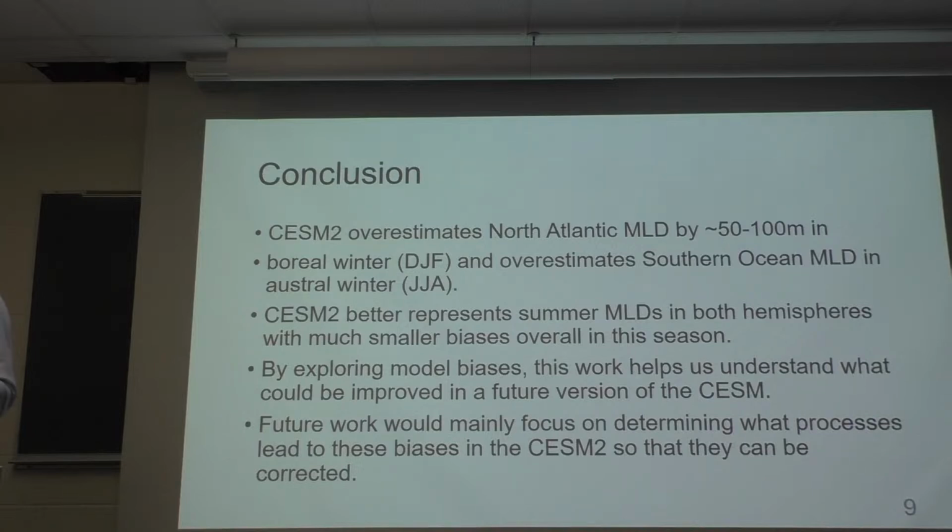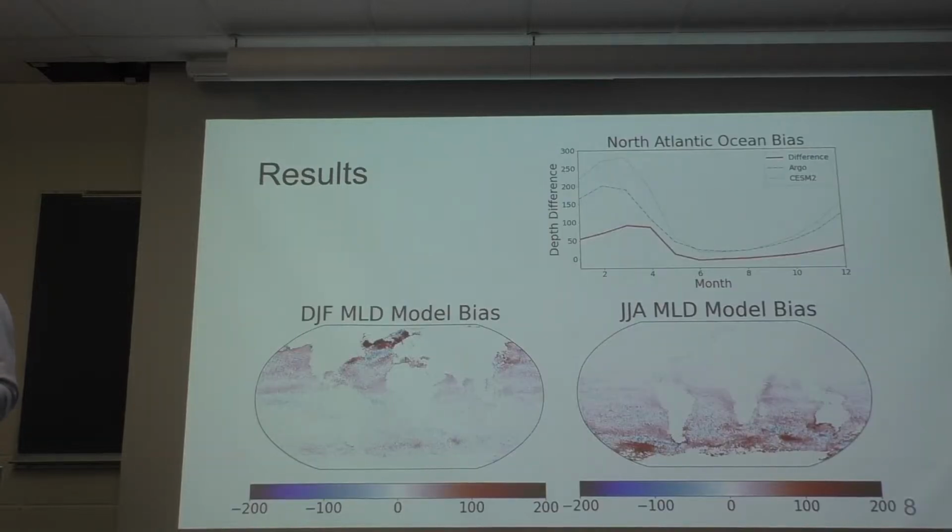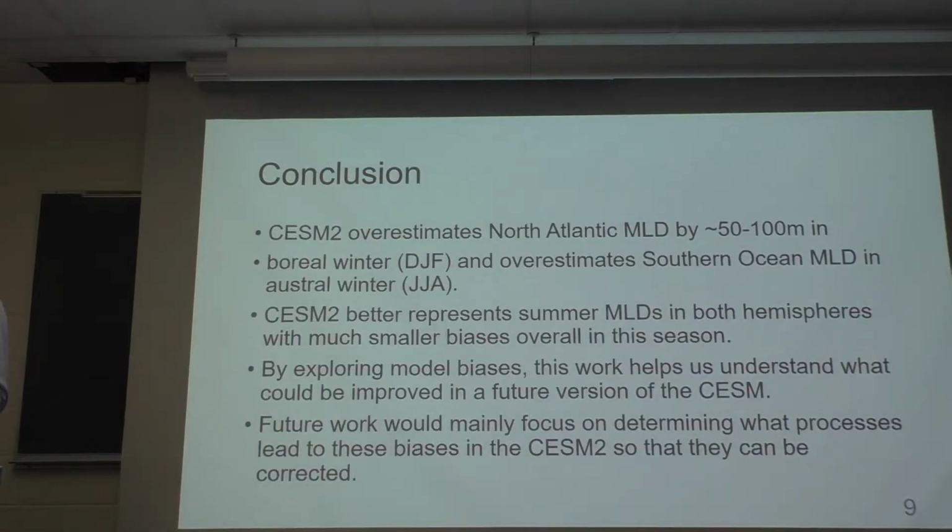So, why is this important? Well, by exploring model biases, this work helps us understand what can be improved in a future model. Now that we recognize, say in the previous figure, that there's a lot of overestimation in the North Atlantic, when we're actually working with this model, we can recognize that there are going to be a lot of biases there, and we can compensate for that and ask, does this actually correspond to what we would expect in actual data in the climatology? That's something that's also useful.